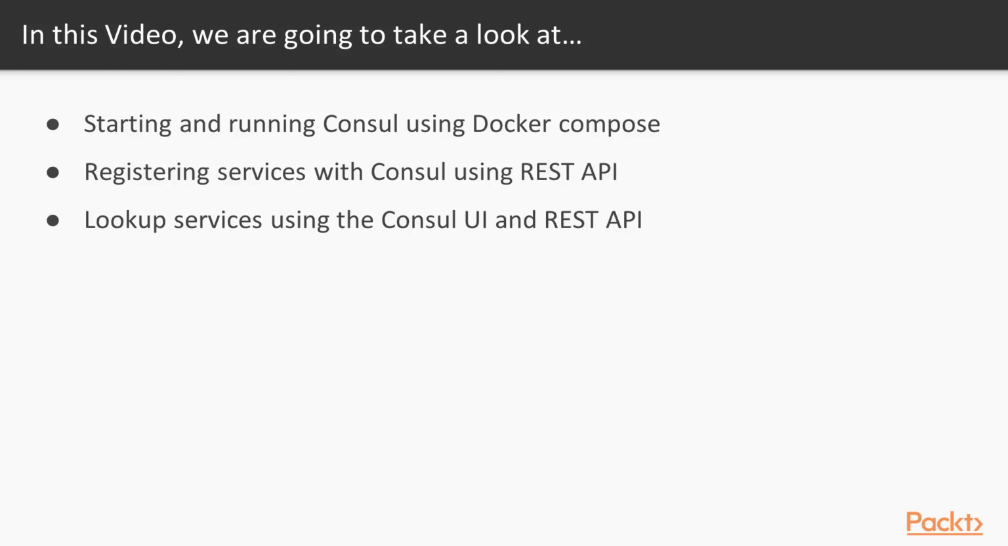So in this video, we're going to take a look at the following three steps. First of all, we will start and run Consul using Docker Compose. Next up, we will register some services with Consul using the REST API. And in the final step, we'll perform a service lookup by using the Consul UI and also the REST API. So let's get started then.